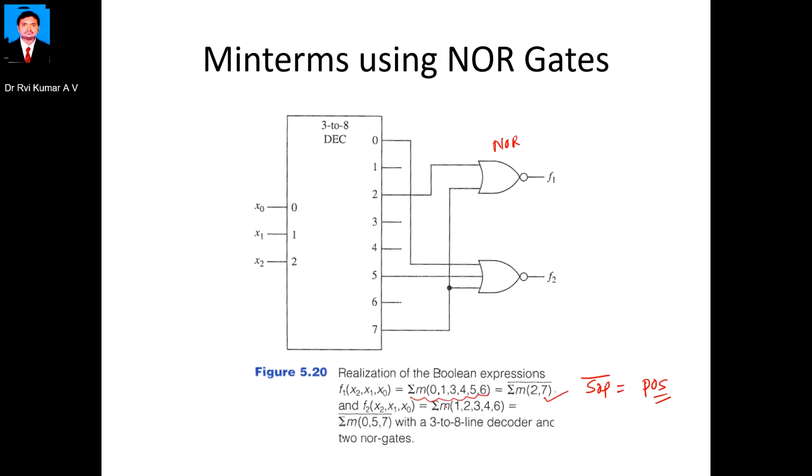Similarly, I'll take 1, 2, 3, 4, 6. So this is your SOP expression. The complement of this, 0, 5 and 7, I can take and connect to the NOR gate. So I am getting this as a POS equation. Remember, as we know, we implemented SOP using the OR gate, so to implement the POS expression I am using the NOR gate.